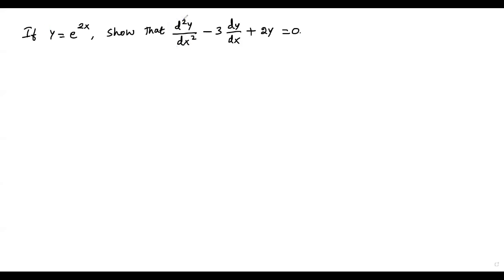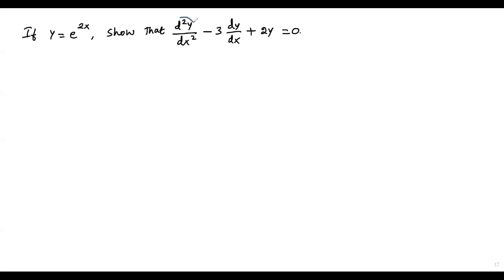The square in the numerator means we have to find the derivative of y two times, and the square in the denominator says both times we have to differentiate with respect to the same variable x. And dy/dx is the first derivative of y with respect to x. So we have to find the derivative of y two times, both times with respect to x.